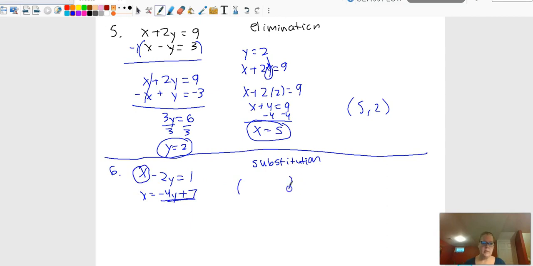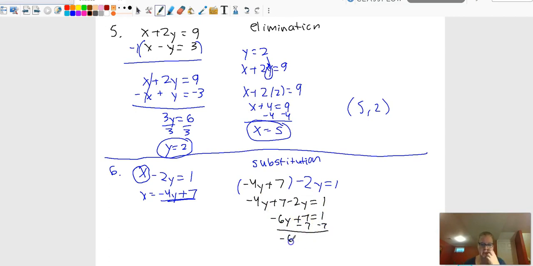So I'm going to do this in parentheses first. It would be x minus 2y equals 1. We're going to replace the x with what x represents, which is -4y plus 7. There's nothing in front to distribute, so you can just drop those parentheses. When you combine like terms, we have -6y plus 7 equaling 1. Subtract our 7. Divide by -6. Sorry, ran out of room here. And y is going to be equal to 1.